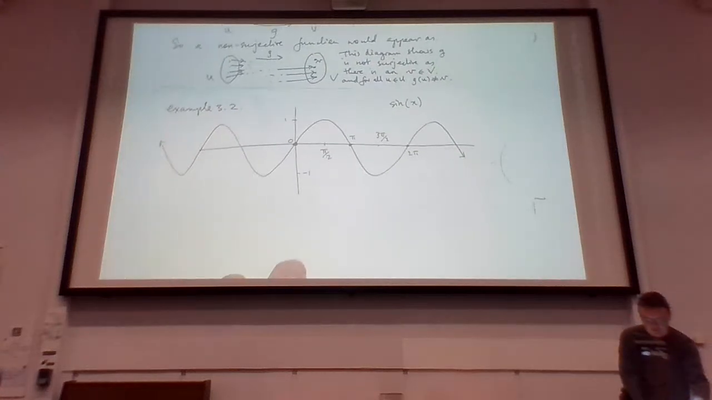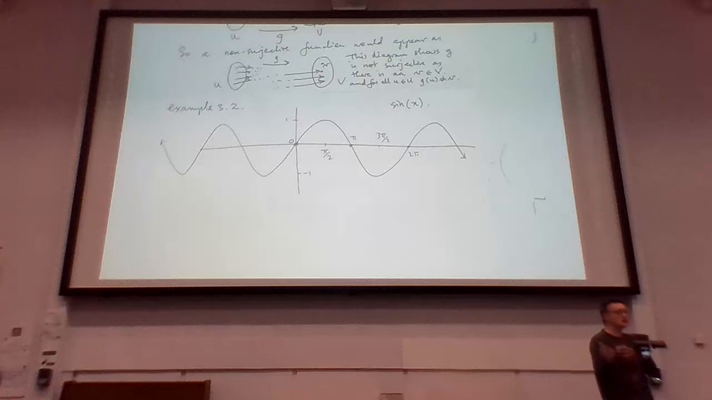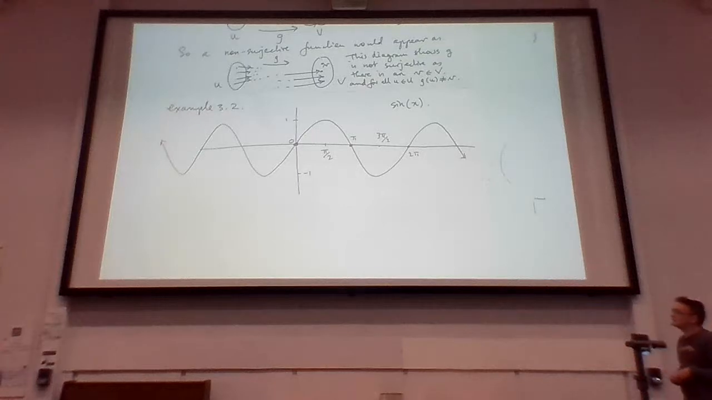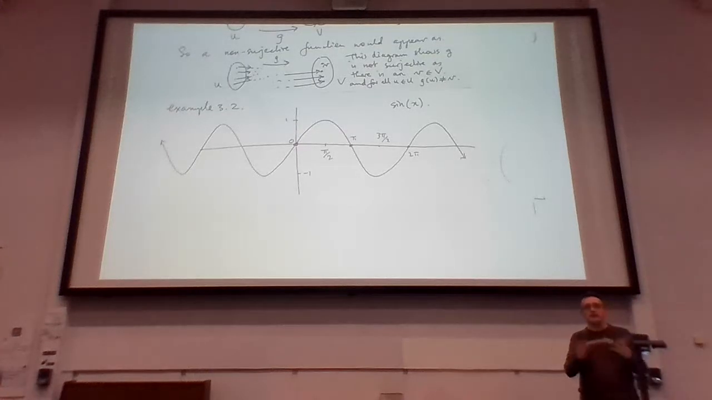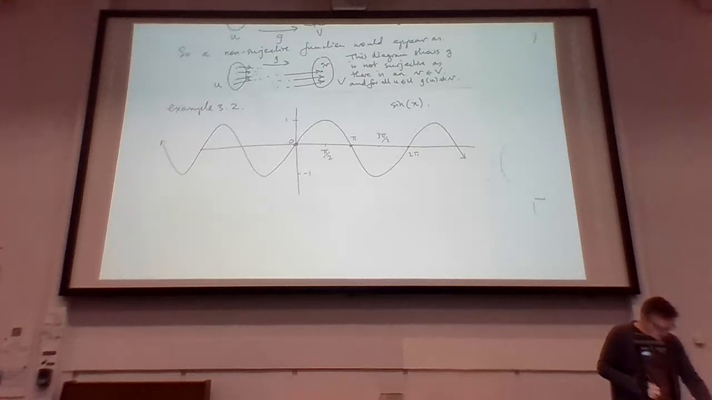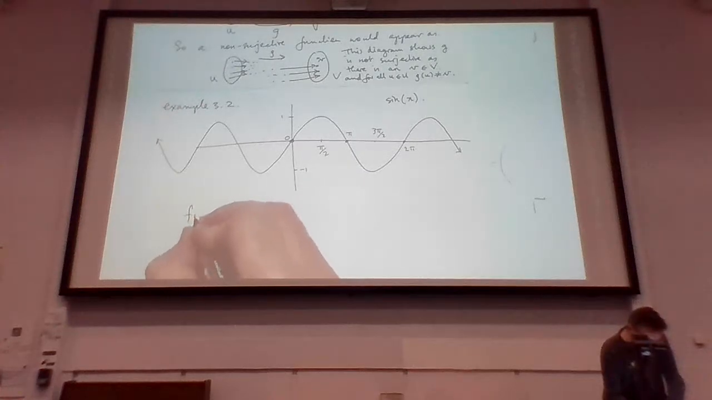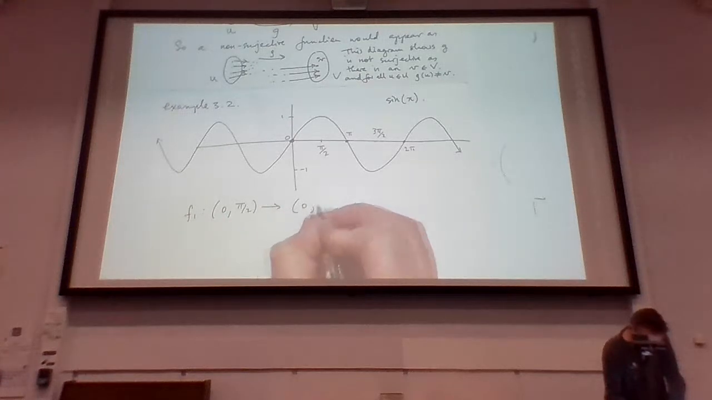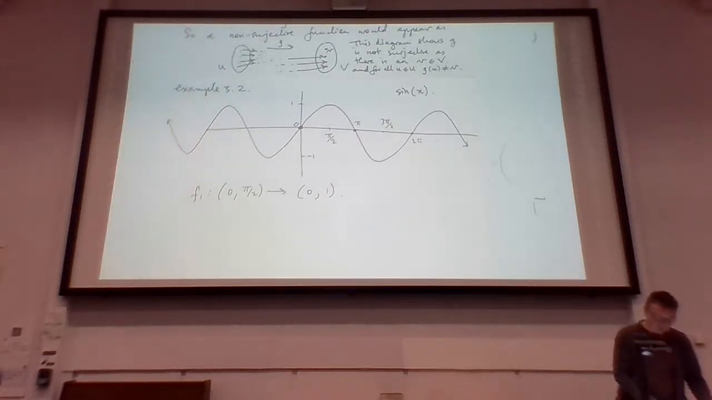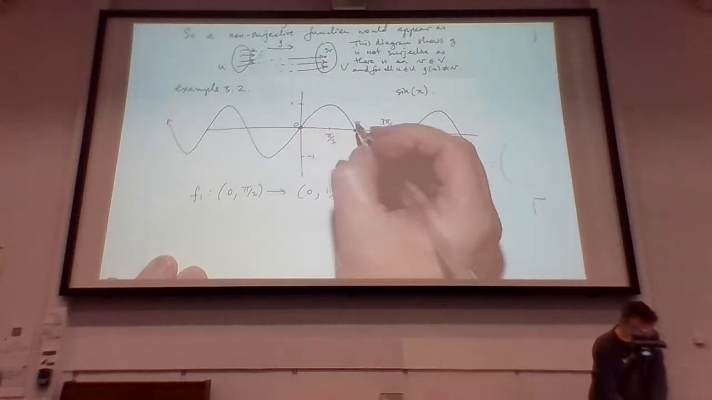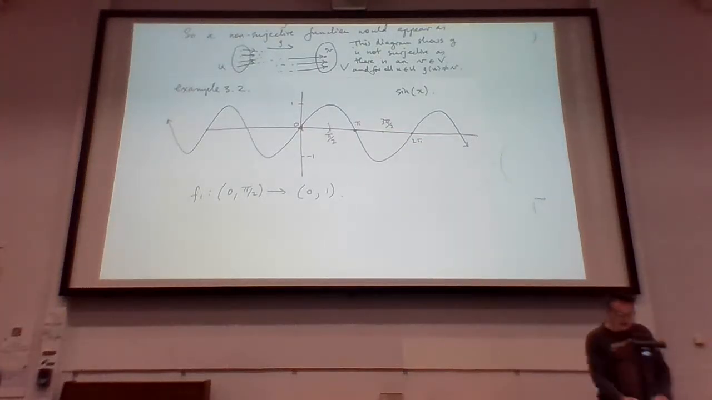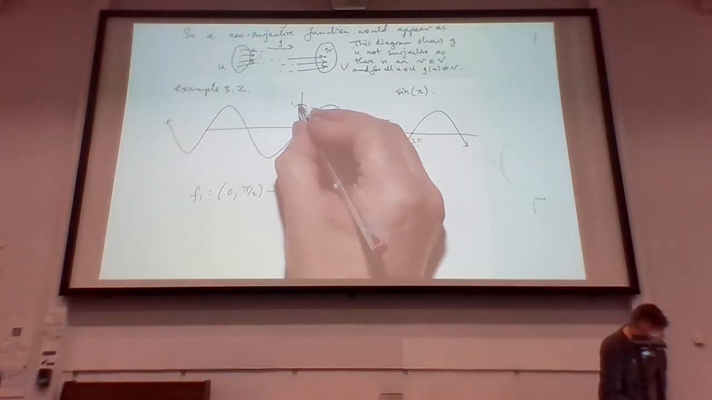But by restricting or extending its domains and codomains, you can exhibit functions that are variously injective and not surjective. So for instance, this first example, f1: if we define f1 to go from the interval 0 to pi over 2 to the interval 0 to 1, there you're just looking at the behavior of this function on the interval between 0 and pi over 2.